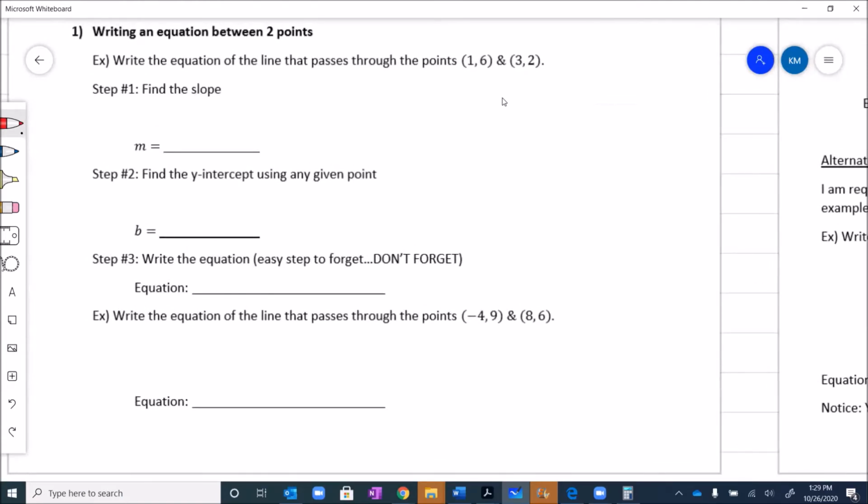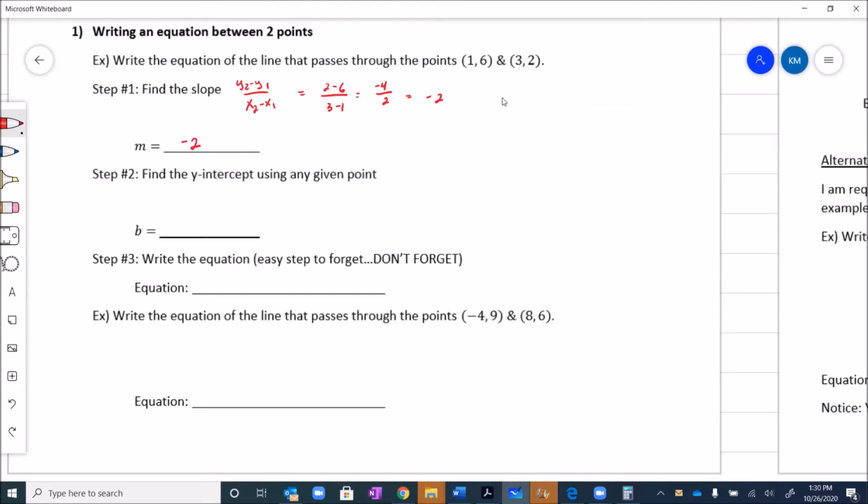It says write the equation of the line that passes through the points (1, 6) and (3, 2). So first step, we're going to find the slope. Remember, we do that by using our slope formula, y2 minus y1 over x2 minus x1. So in this case, it'll be 2 minus 6 over 3 minus 1. 2 minus 6 gives us -4. 3 minus 1 gives us 2. That simplifies to give us -2, or -2 over 1. We'll leave it as -2 for our equation. So our slope is -2.